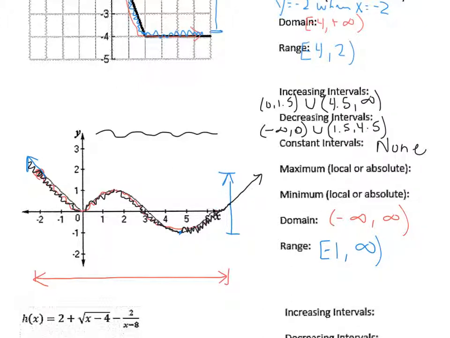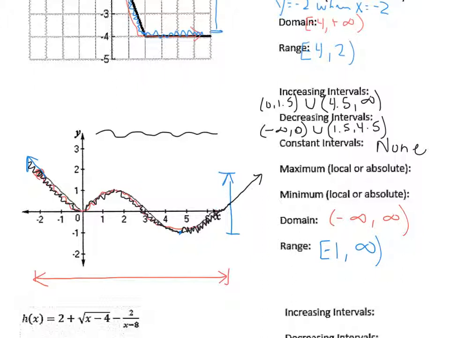Maximum, minimum values. Remember, local means just within its own region. Local and relative were the same thing. Absolute means it's an absolute max. I'm just looking for these values, so I'm going to choose my locals and absolutes.